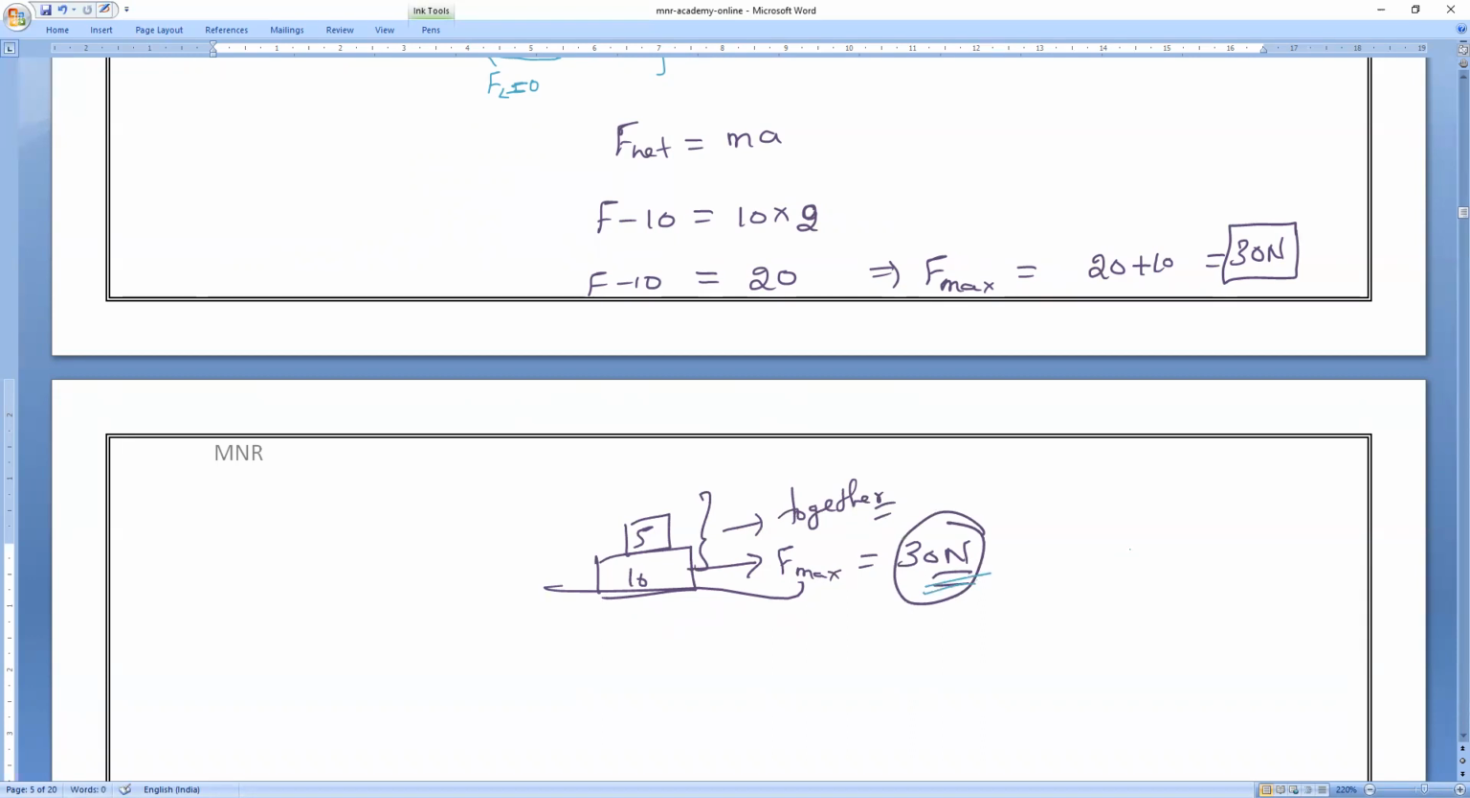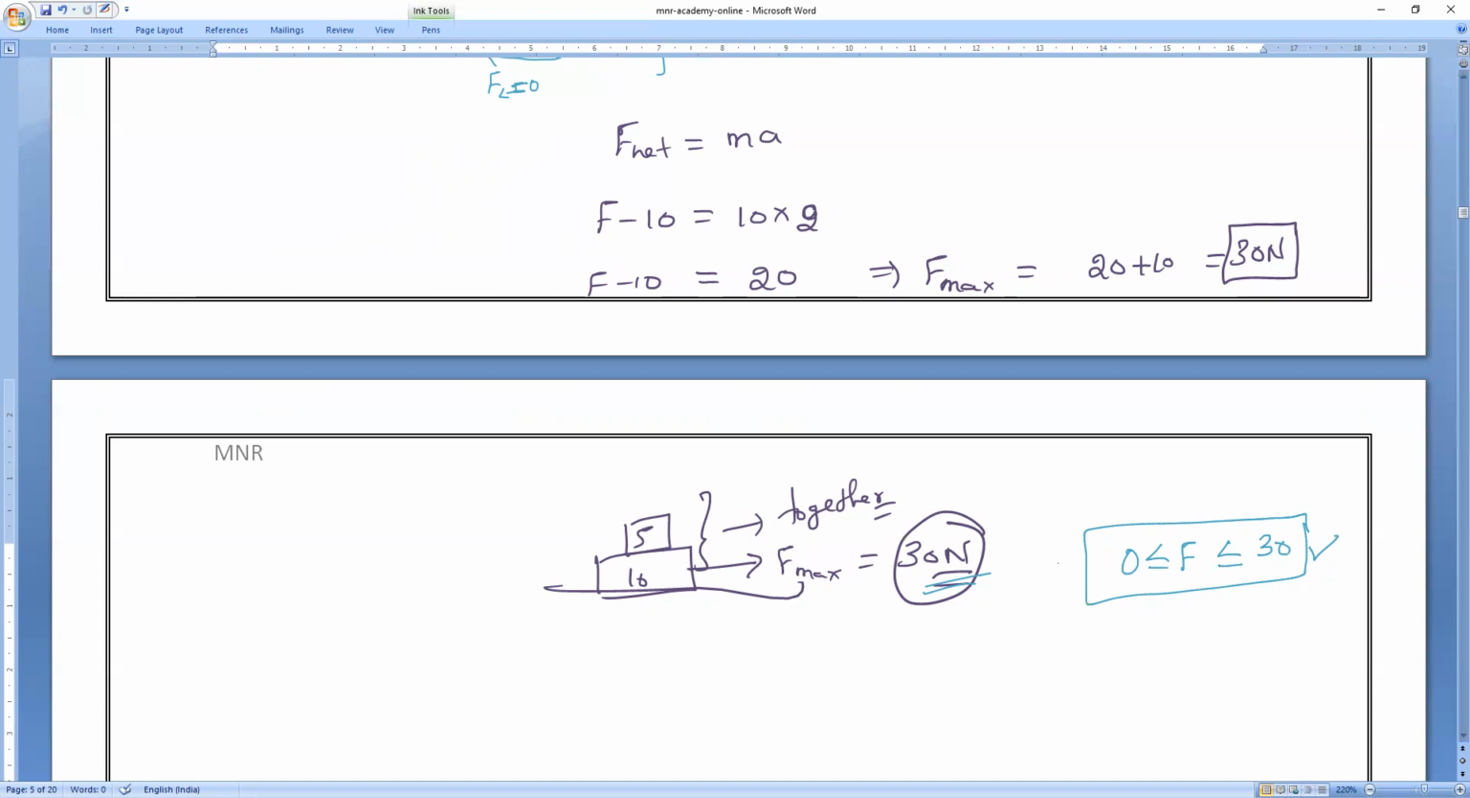Maximum is 30. So the range of F varies from 0 to less than or equal to the maximum. What is the range? 30 newtons. Only then will the bodies go together. Even if it is 25, 20, 18, 19, 17, the bodies will still go together.